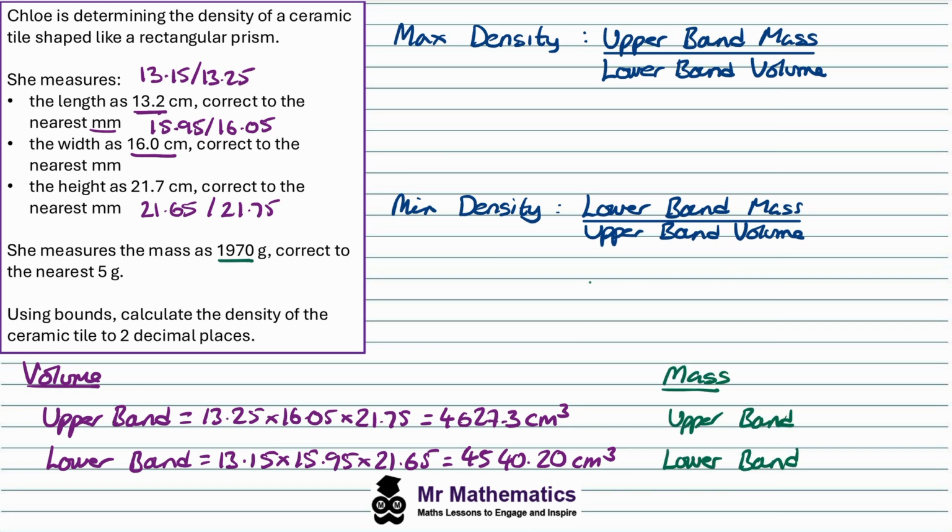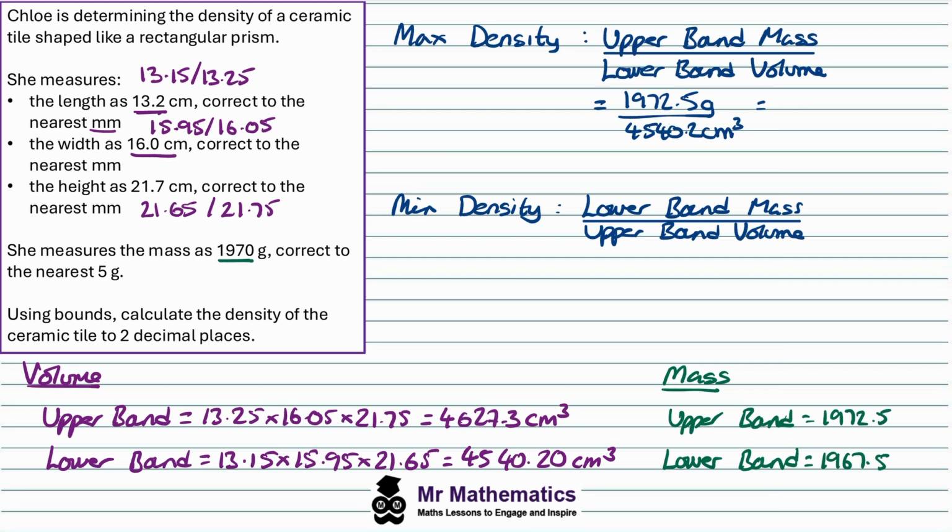To work out the upper and lower bound, we know it's being measured to 1970 to the nearest 5, so it can't be 1975 or 1965. So this will be the lower bound, and this will be the upper bound. So now we have our bounds for the volume and mass, we can substitute them back into the densities. So the maximum density will be the upper bound of a mass, which is this one, divided by the lower bound of a volume, which is this one.